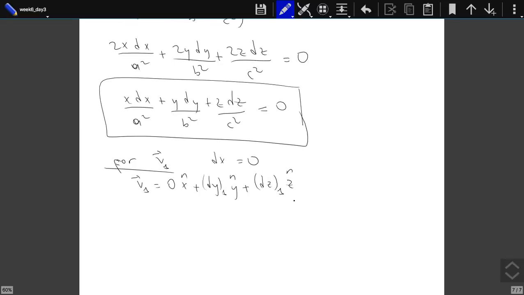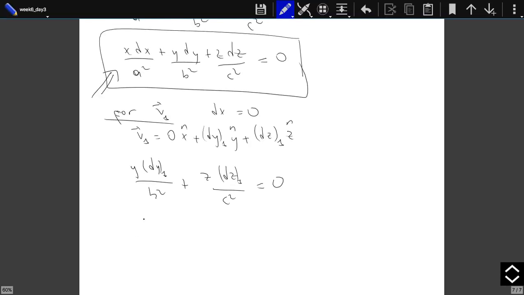And dy1 and dz1 should satisfy this relation because those two points are close to each other. Whenever you have two very close points, they should always satisfy that equation of the ellipsoid. So dx is 0, the first term is 0, so y times dy1 over b squared plus z times dz1 over c squared should be equal to 0. That tells me that dz1 is equal to minus c squared over b squared y over z times dy1.